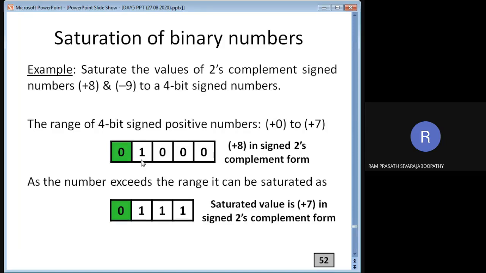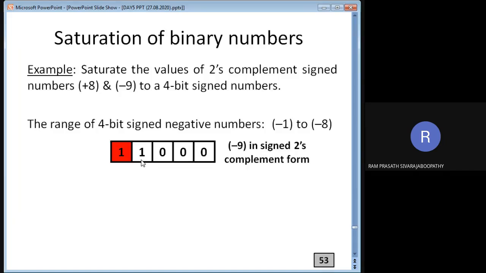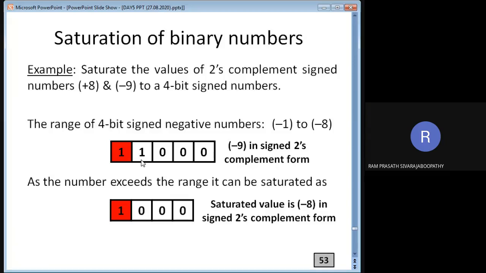Fine. Next, we also mentioned a negative number, -9. The range is -8 to -1. So -9 goes below that, and again we would require 5 bits. So what do we have to do? Simply we can write it as -8. The -8 is represented here using the 2's complement formula. That's it. Don't get confused.